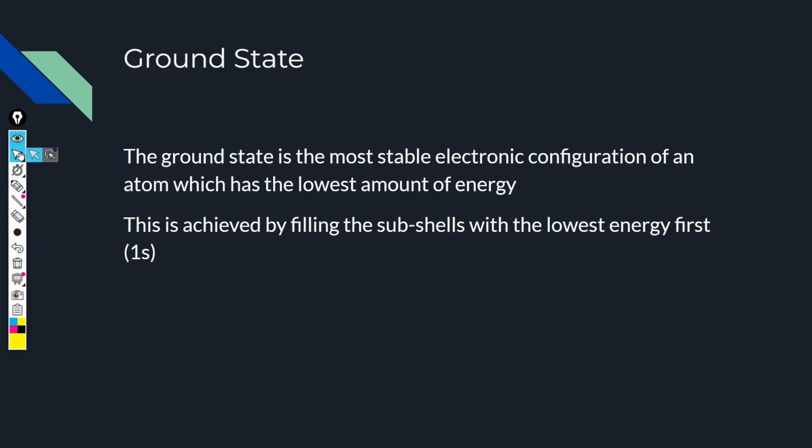So ground state. What is meant by the ground state? It is the most stable electronic configuration in which the atoms have the lowest amount of energy. So this is basically when it's filled from the lowest energy first, so 1s, and it goes up like that to 2s, 2p, like we saw in the diagram.